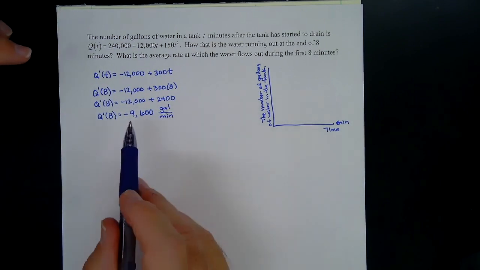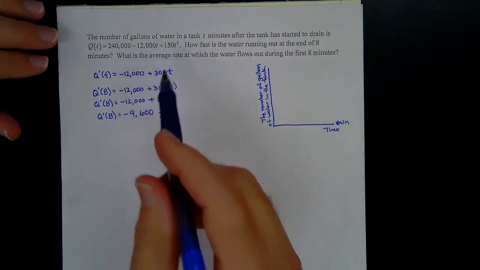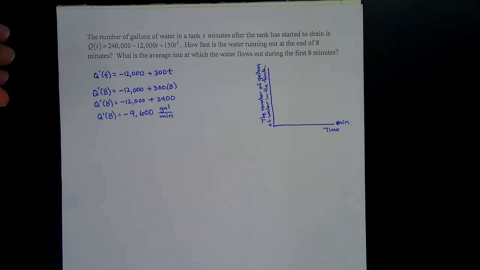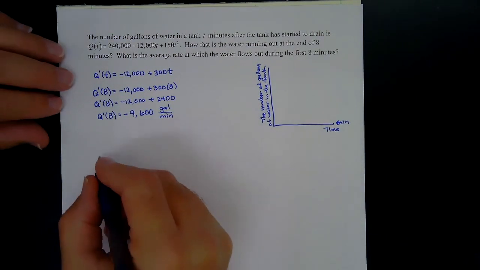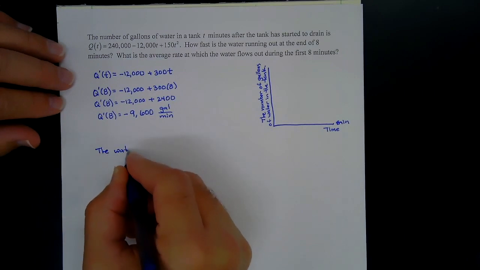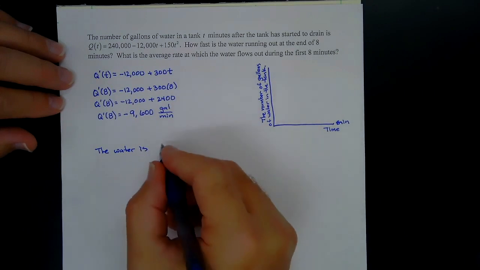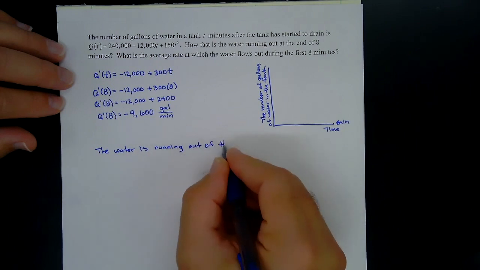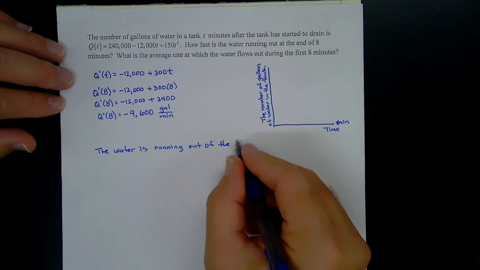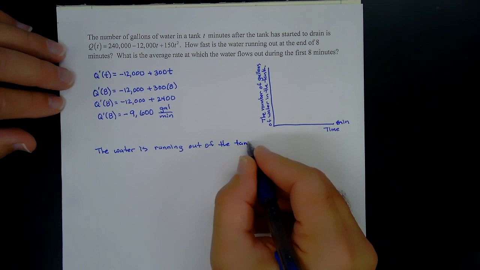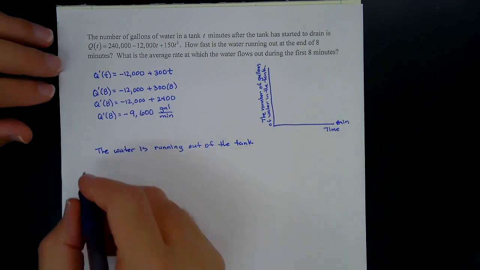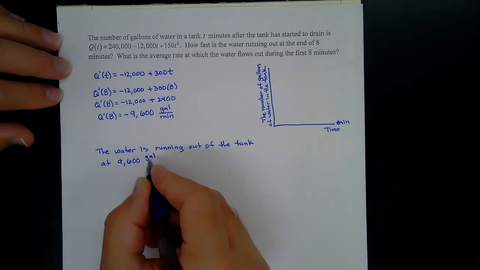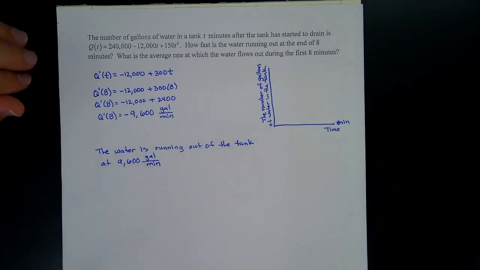So what does the negative mean? It means the number of gallons is decreasing 9,600 gallons per minute. Well, if it's decreasing that amount, then that's the rate at which it's coming out, right? That's how fast it's running out. So the water is running out of the tank at 9,600 gallons per minute.